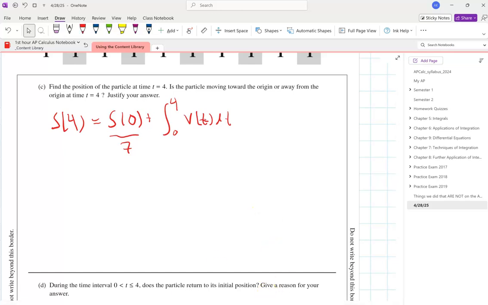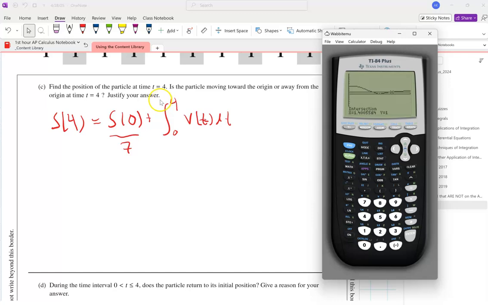So the rest of this I'm going to do on my calculator, at least this first part, to find the position. So I'm just going to do 7 plus, and then Math, fnInt 0 to 4 of that y1.